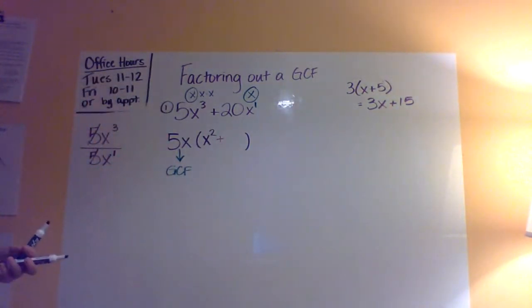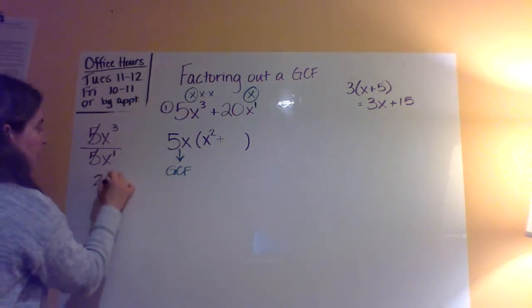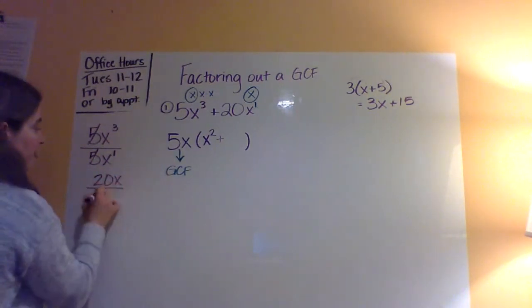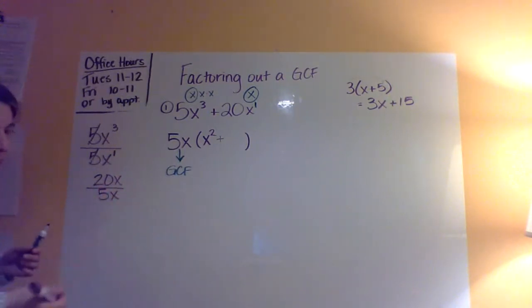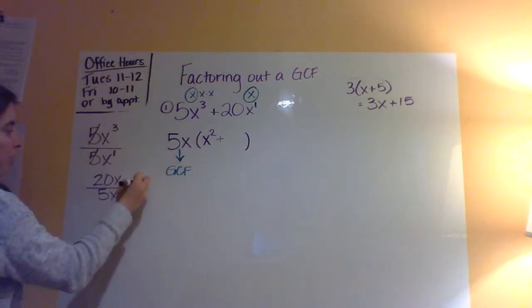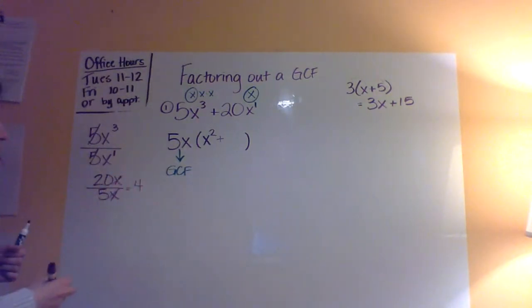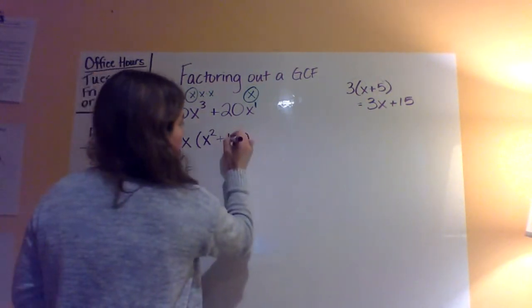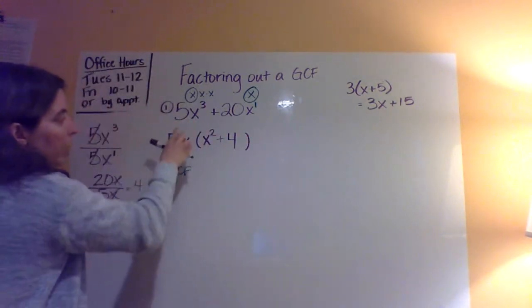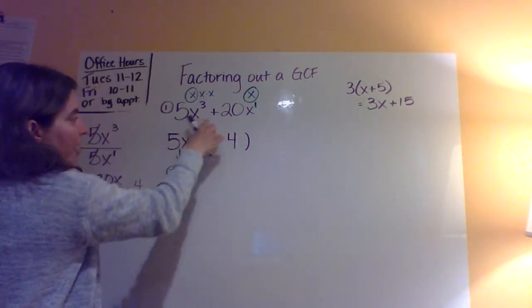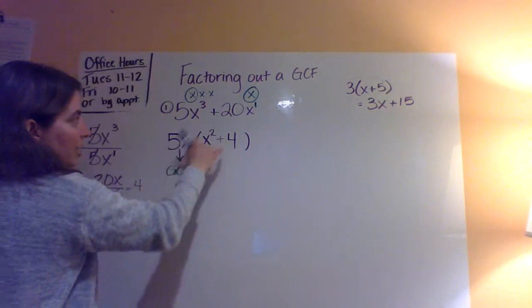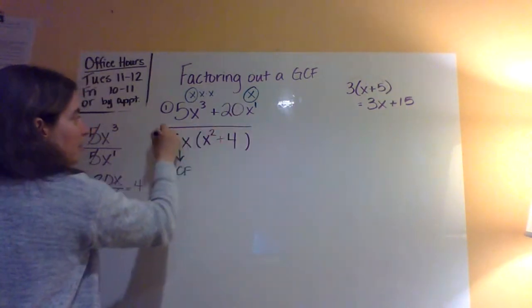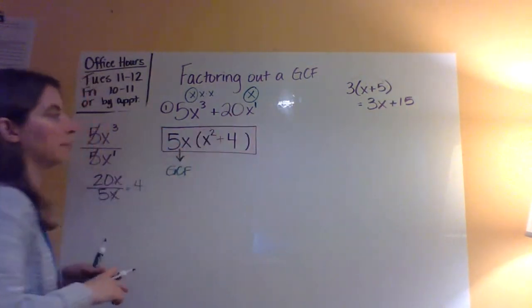Okay, now I'm going to take the second term, and I'm going to have 20x, and I'm dividing out 5x, or I'm factoring that out. I want to know what's left. Well, 20 divided by 5 is going to be 4. The x's are gone. So this is just going to be plain old 4. And that makes sense because when I multiply these, 5x times 4, I just need an x to the first power. So this is my answer in factored form.